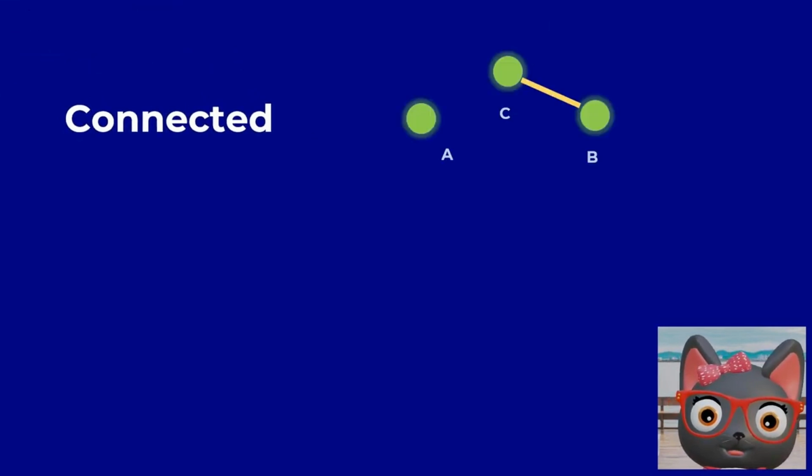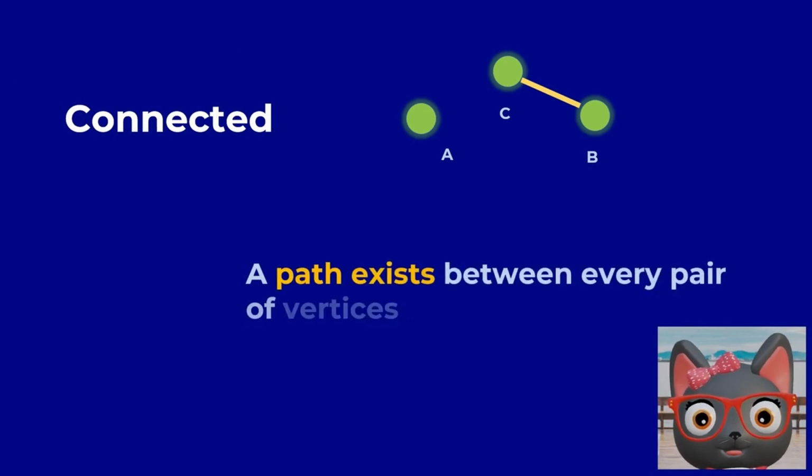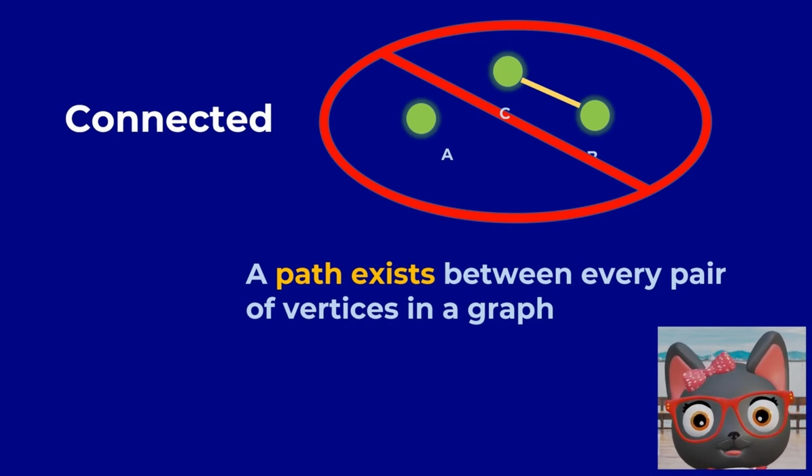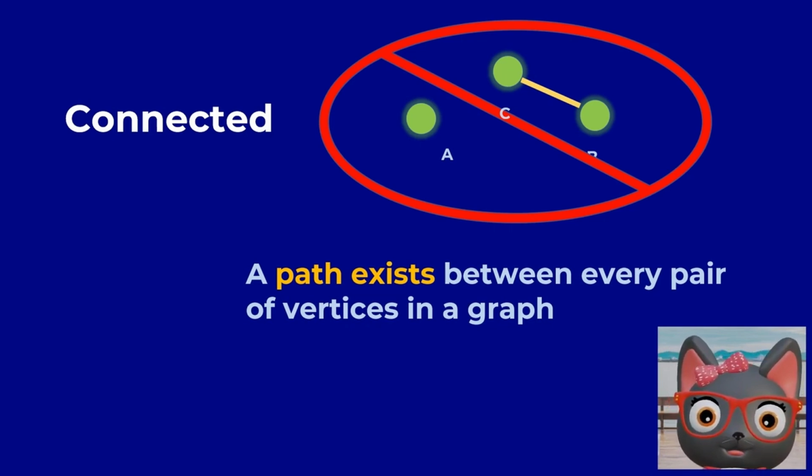A connected graph is when a path exists between every pair of vertices in a graph. Here you can see this graph is not connected because there is no edge between A and any of the other vertices in a graph.